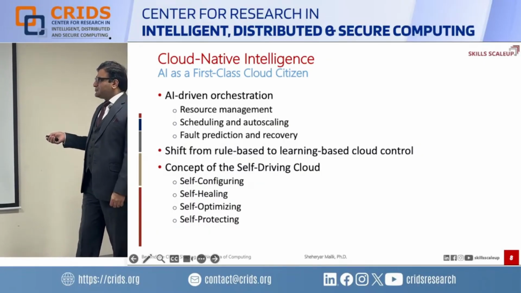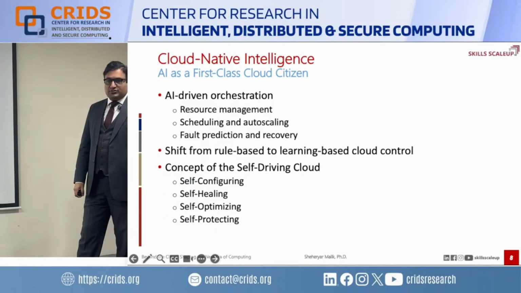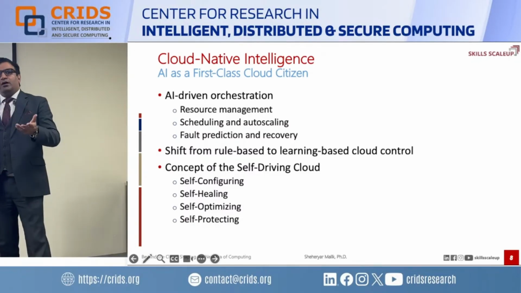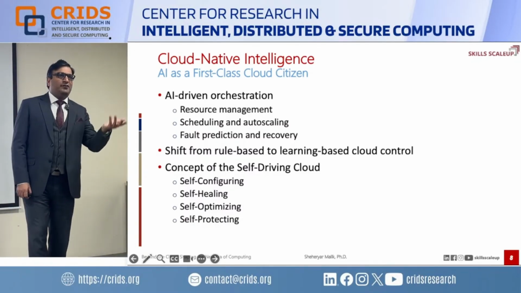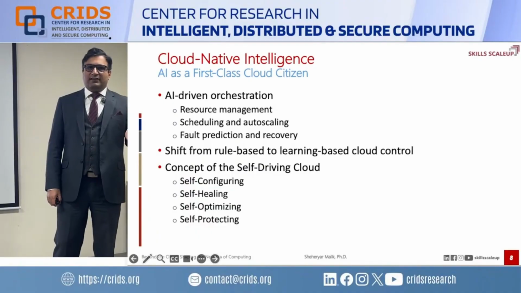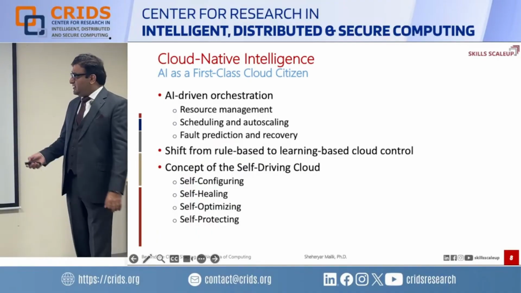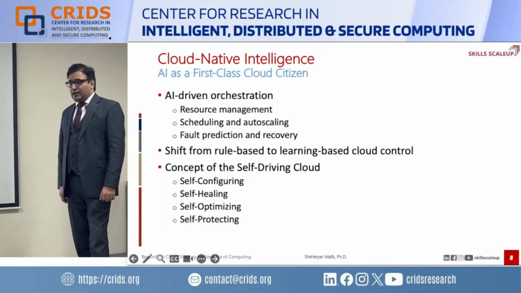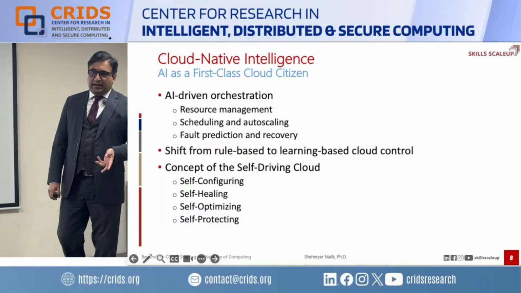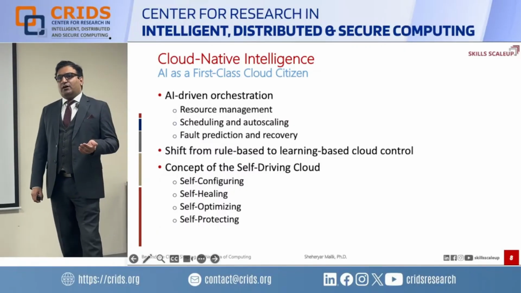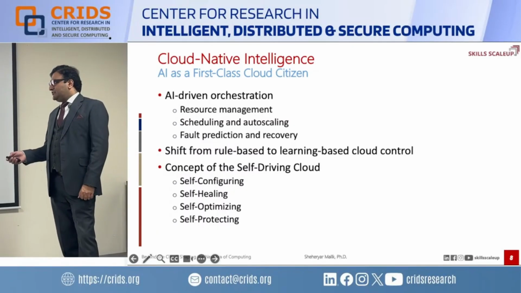Then the shift from rule-based to learning-based cloud control. Instead of rules, like the example I gave you before, where you say if my consumption reaches this level, then do this, and if it goes below this, then do this, what you are going to do is learning-based cloud. You train a model, and then you predict what is expected to happen. So you are proactively acting according to that.